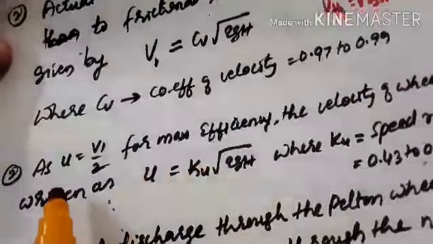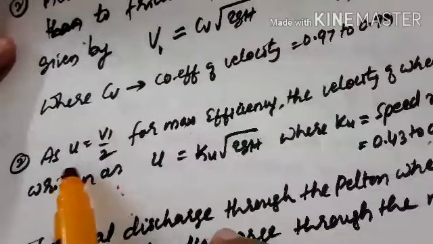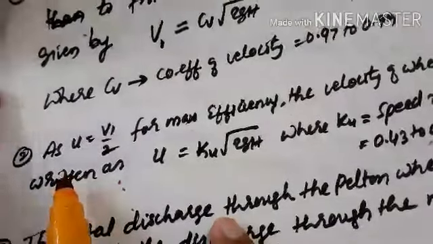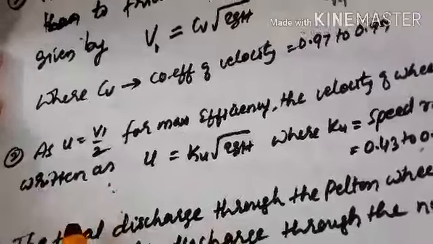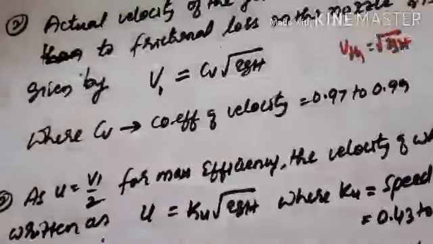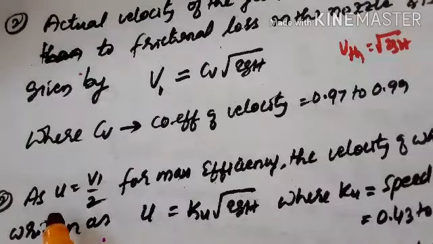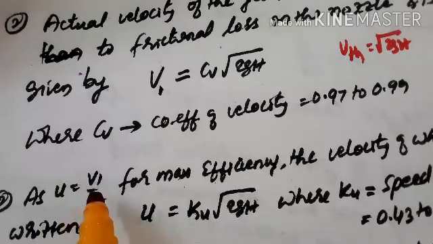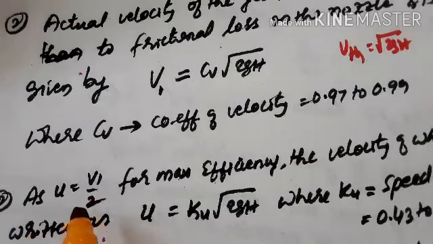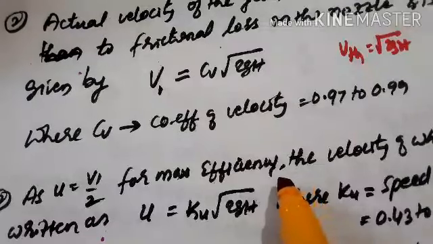Then, as we know and as we derived in the previous class, the maximum efficiency of the Pelton wheel can be obtained when the wheel or bucket velocity is half the jet velocity. We proved this while doing the derivation. So U equal to V1 by 2 for maximum efficiency.